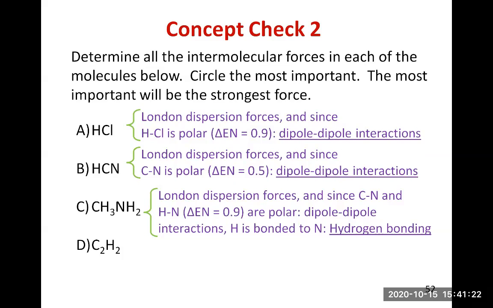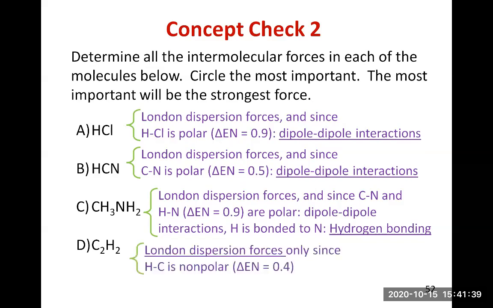C2H2. Again, London dispersion forces need to be listed here. And do we have a dipole there? The CC bonds and the CH bonds are non-polar, so there are no dipoles. So the only force that can exist between C2H2 molecules are London dispersion forces. And hydrogen is not bonded to nitrogen, oxygen, or fluorine, so you cannot have hydrogen bonding either.